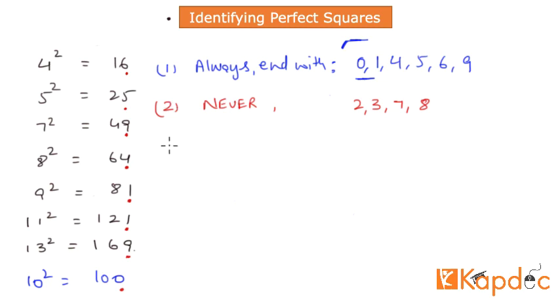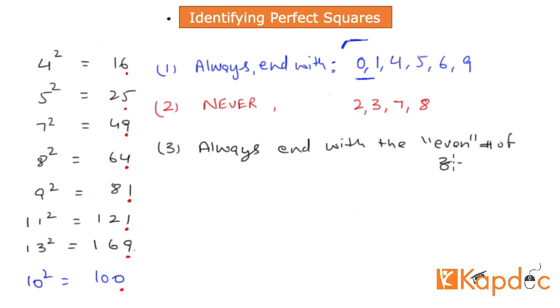And the third technique I would also like to list down is that a perfect square will always end with an even number of zeros in its end. What exactly do we mean by that? If I look at this number 10, it ends with 100. 100 has two zeros in the end, which is an even number.